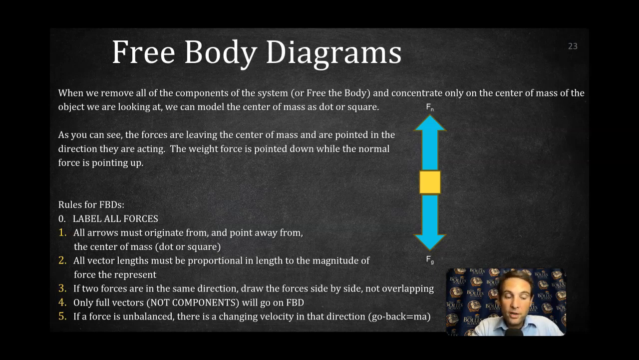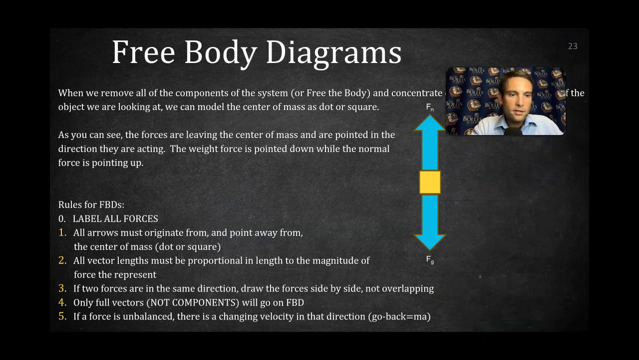Rules for free body diagrams: first of all, make sure you label all forces. Always label your forces. All arrows must start from and point away from the center of mass, the dot or the square. All vector lengths must be proportional in length to the magnitude of the force they represent. If two forces are in the same direction, draw those forces side by side, not on top of each other. Only full vectors, not components, will go on the free body diagram.